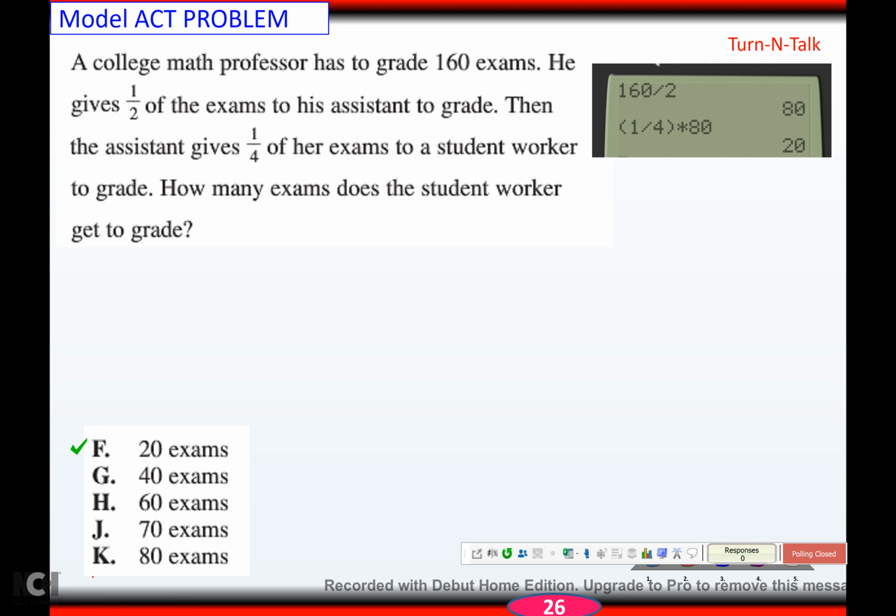Well, we started off with 160. Half of those he gave to his assistant. So his assistant has 80 to grade. The assistant took a quarter of those 80. There's your of. And gave them to the student worker. A quarter of 80 is 20. So that's how many the student worker gets to grade.